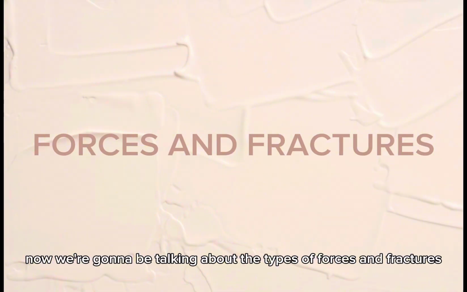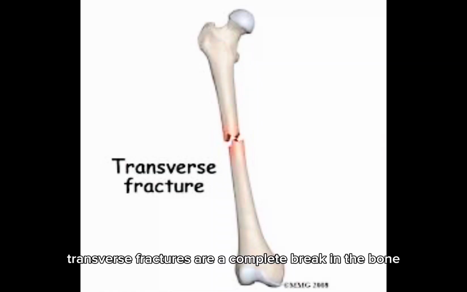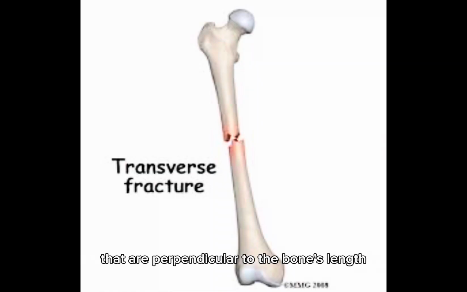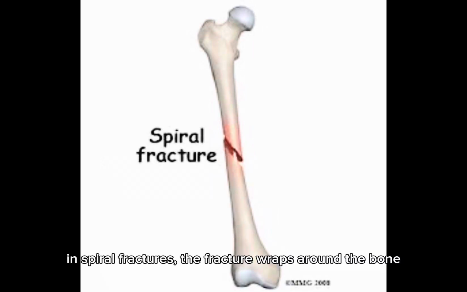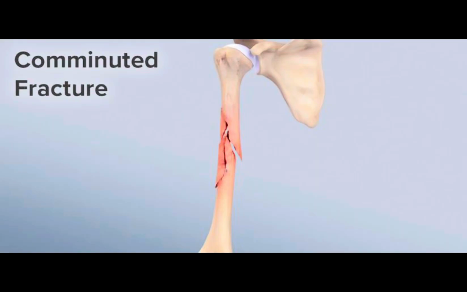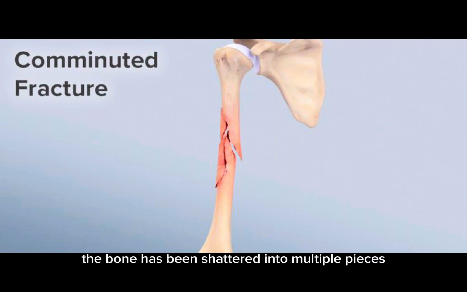Now we're going to be talking about the types of forces and fractures. Transverse fractures are a complete break in the bone that are perpendicular to the bone's length. In spiral fractures, the fracture wraps around the bone and looks like a corkscrew. In a comminuted fracture, the bone has been shattered into multiple pieces.